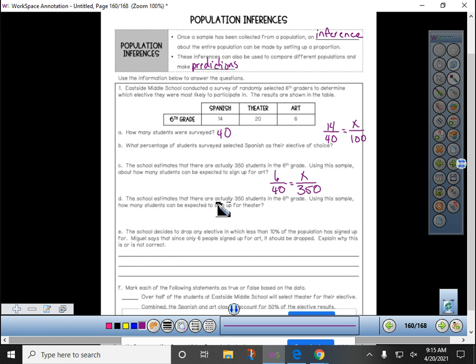The school estimates that there are actually 350 students in the 6th grade. Using this sample, how many students can be expected to sign up for theater? How many signed up for theater? 20. Out of? 40. So if 20 out of 40, how many out of 100? How many out of? 300.